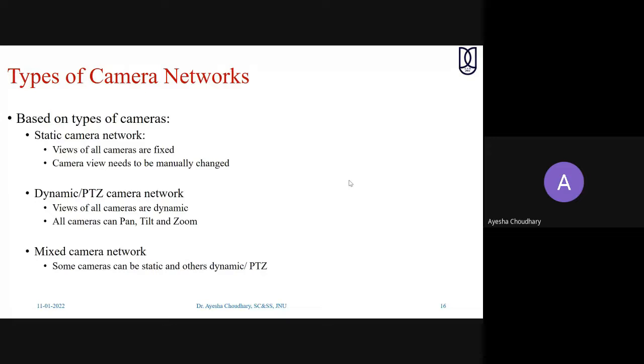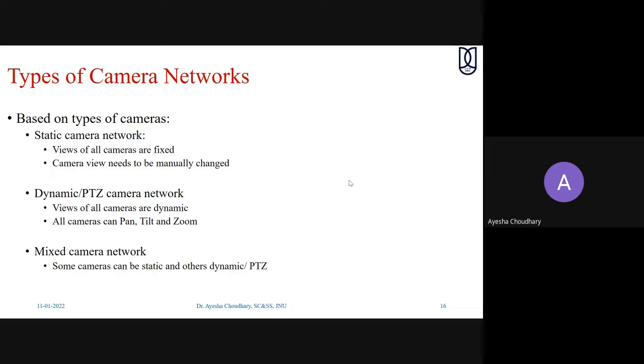So when we have a static camera network, we have cameras that are fixed, right? And that means that the views of the cameras are fixed. And if you want to change the view, it has to be done manually. In a dynamic or a PTZ camera network, the cameras can pan, tilt, and zoom, and therefore the views of the cameras are dynamic. They keep changing. So you cannot have a static background over here. Even the background can be something that is changing. You can also have a mixed camera network where you know that some cameras have to continuously look at something. So let those be static, and then there can be some dynamic cameras.